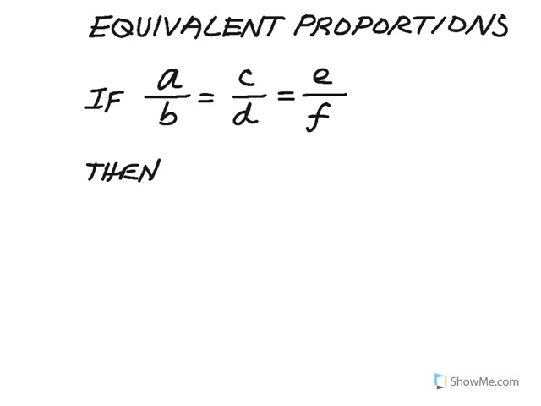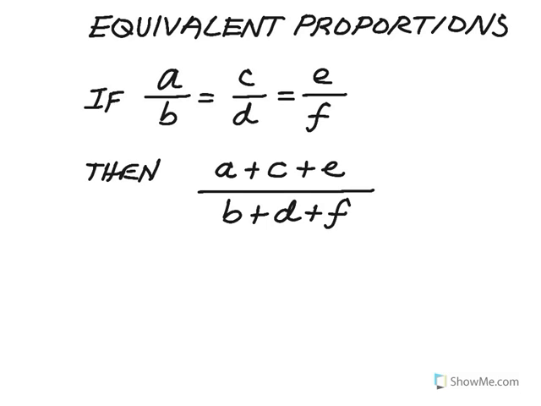If I have three or more equal ratios, like A is to B as C is to D as E is to F, those are all fractions that are equal. They all have the same value. Then what also must be true is if I add up the numerators, A plus C plus E, and divide by B plus D plus F, the sum of the numerators over the sum of the denominators, when simplified, will still be equal to the original A over B.